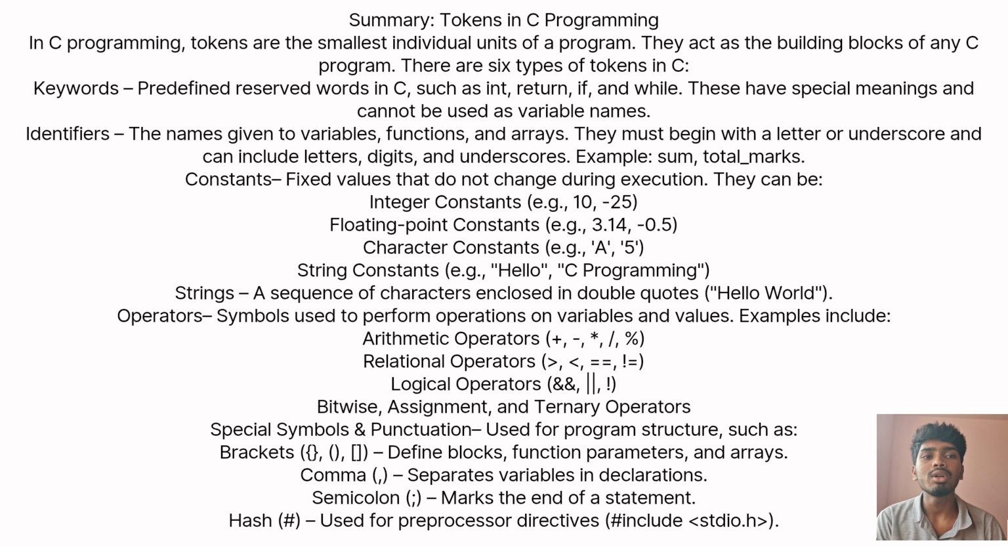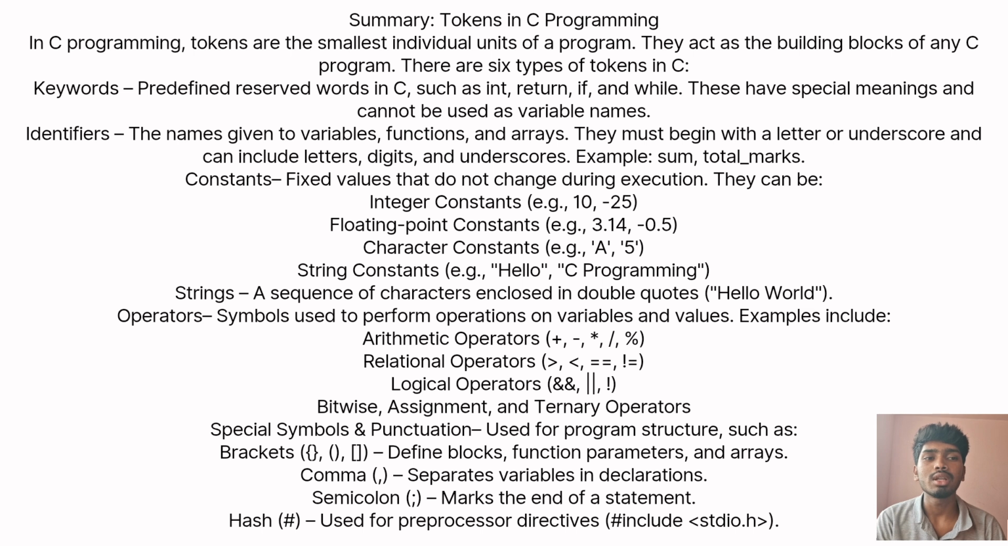Identifiers. The names given to variables, functions, and arrays. They must begin with a letter or underscore and can include letters, digits, and underscores. Example: sum, total_marks. Constants. Fixed values that do not change during execution. They can be integer constants, example 10, -25. Floating point constants, example 3.14, -0.5. Character constants, example 'a', '5'. String constants, example "hello, C programming".